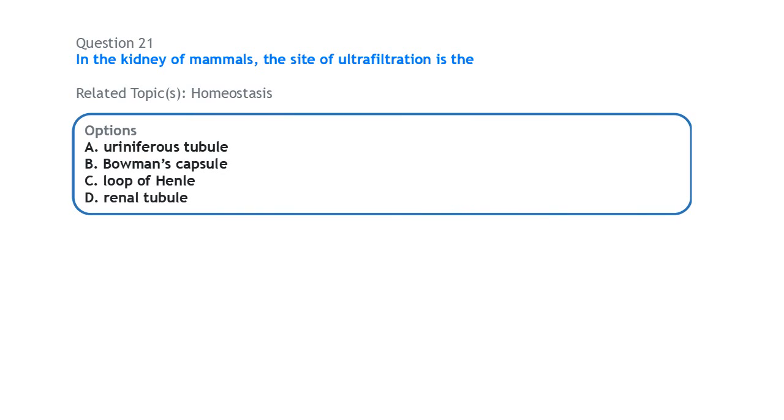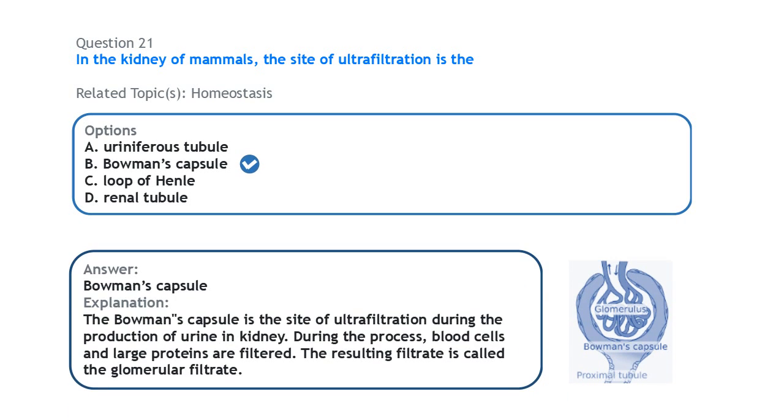Next, on excretion, in the kidney of mammals, the site of ultrafiltration is the Bowman's capsule. The Bowman's capsule is the site of ultrafiltration during the process of formation of urine.